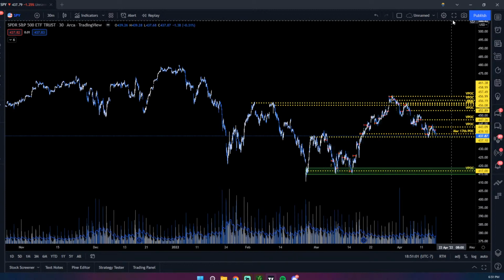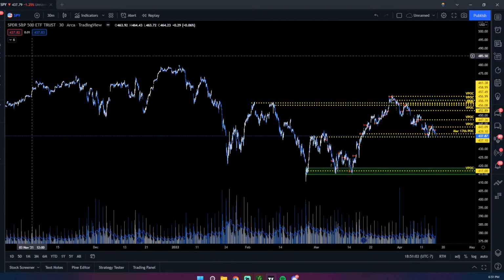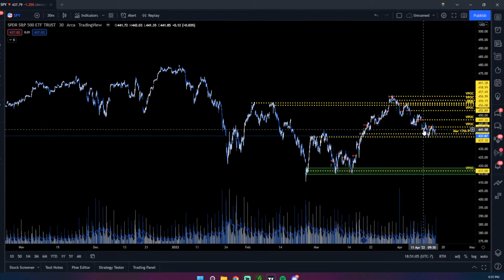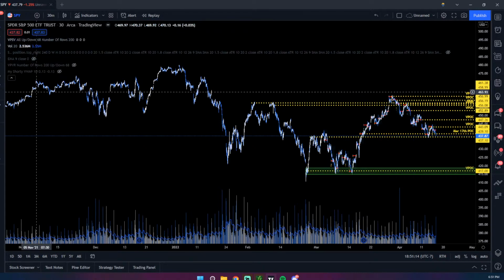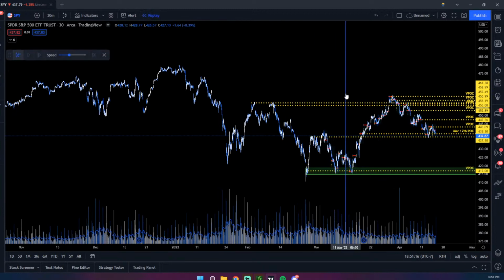Now, I want to show you guys really quickly how to draw supply and demand based on your volume profile, and also what volume profile is. So I've got that turned on already. We'll go back on the replay feature again.